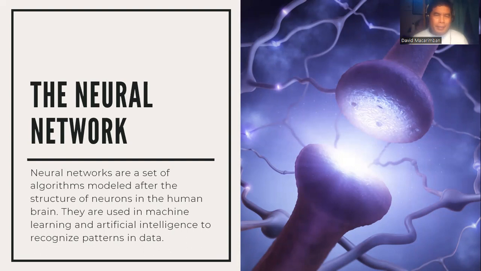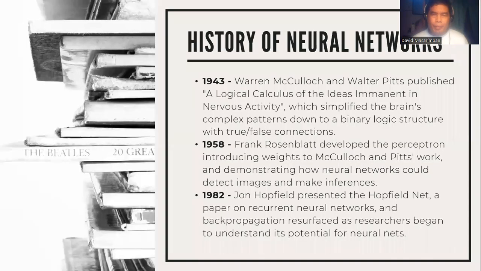Neural networks are sets of algorithms modeled after the structure of neurons in the human brain. They are used in machine learning and artificial intelligence to recognize patterns in data. History of neural networks.